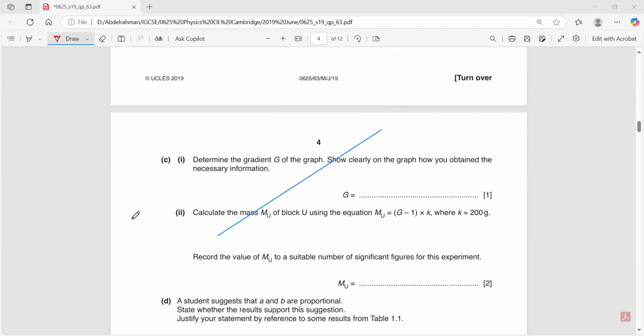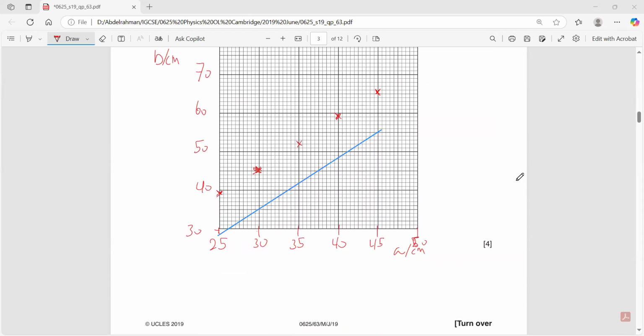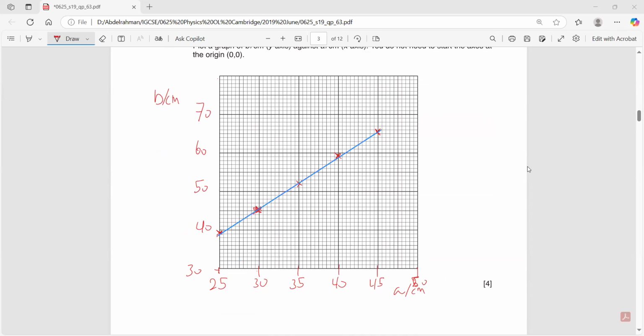Moving on to the next question. He wants to find the gradient. How can I find the gradient? You have to use the triangle method. You have to draw a triangle on your graph. If you do not draw it, you will lose a mark.